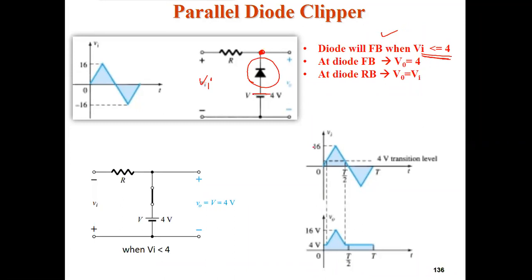When it is forward biased, the diode will conduct, and if the diode is conducting, then V0 will be equal to 4. Otherwise it is equal to Vi. According to that, you can proceed: put a dotted line at 4 volts, and look at the condition when Vi is less than or equal to 4. At that time it is conducting, and your output voltage is equal to 4.